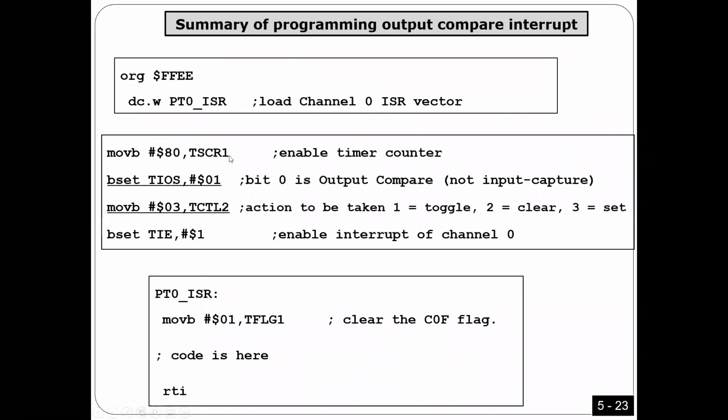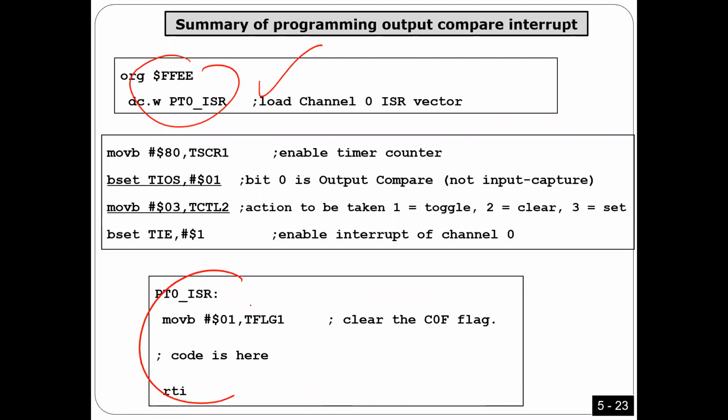For output compare, they are exactly the same thing. So this one is exactly the same, no difference. This one is exactly the same, no difference, right? And also this one is the same, no difference, right? This one is the same, no difference.